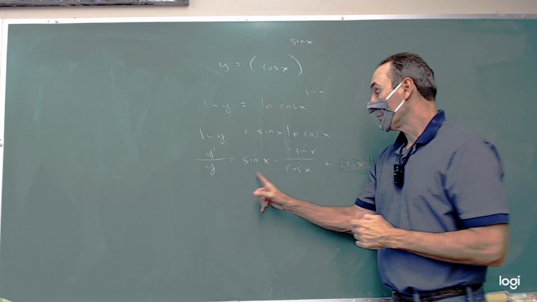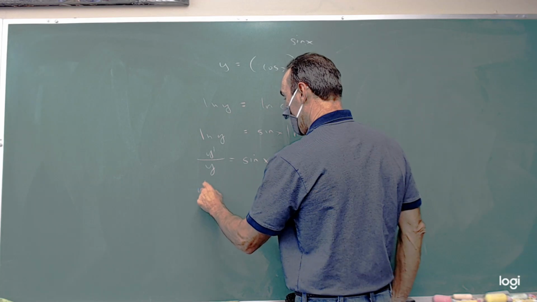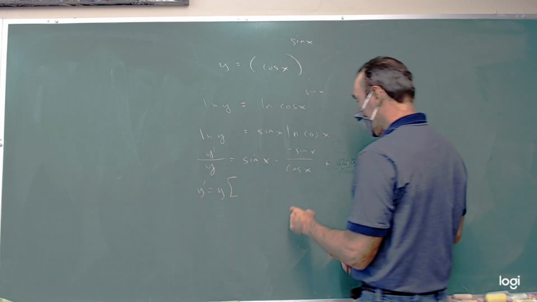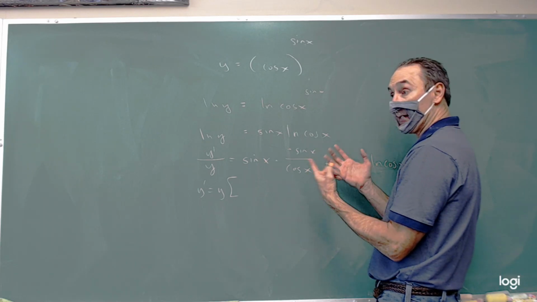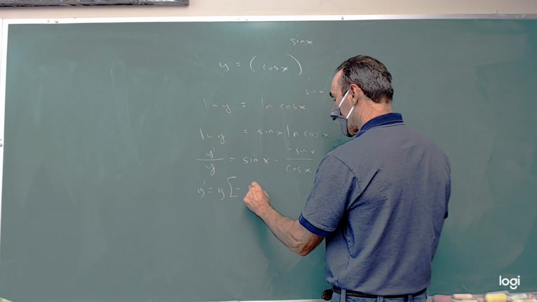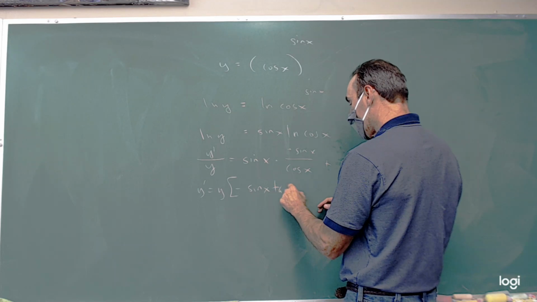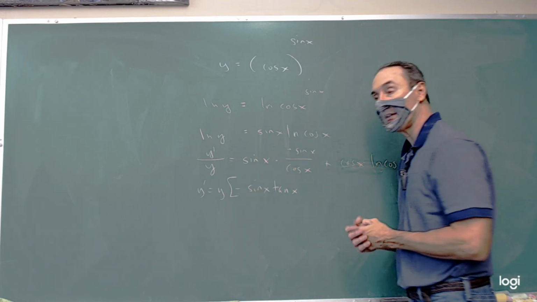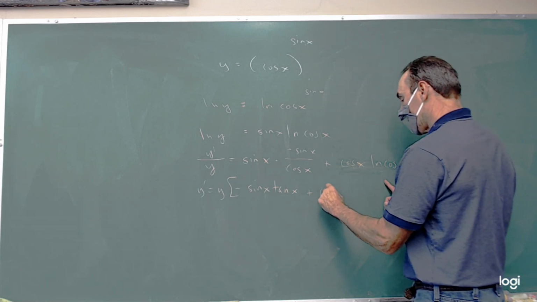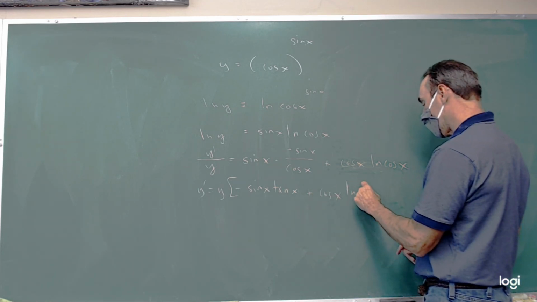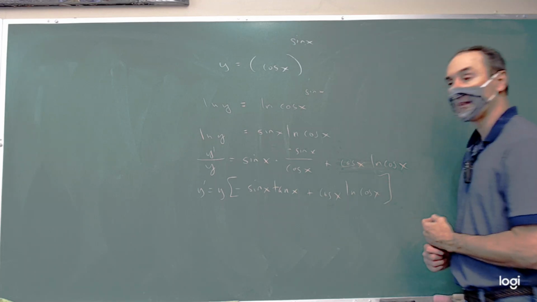Now we're going to multiply the y to the other side. We know, and I would call the sine over cosine the negative tangent. And so call that negative sine x tangent x. Although you could call it sine squared over cosine.